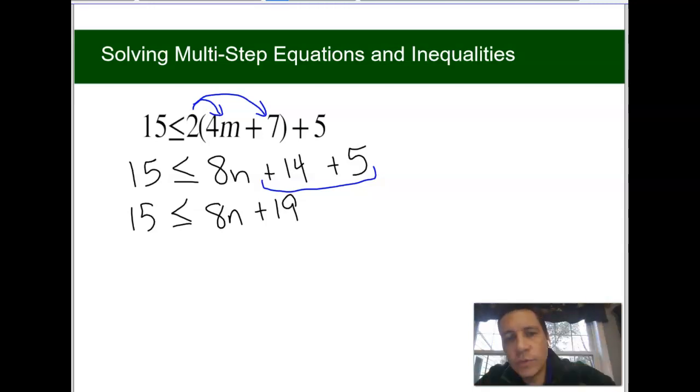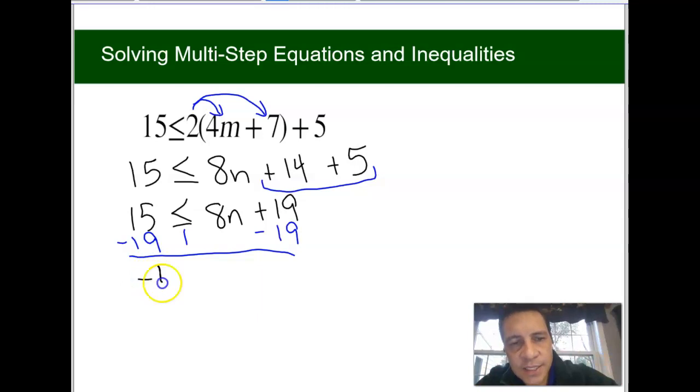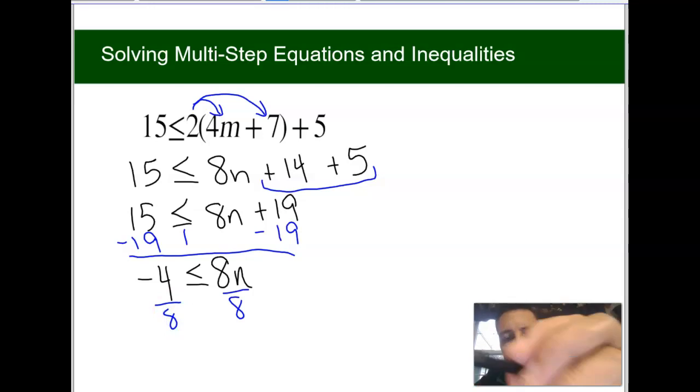I am going to zero out the constant just like I've been doing. I'm going to subtract 19. Again, I'm always zeroing out the constant that's on the same side as the variable. 15 minus 19, that's negative 4. That's less than or equal to 8n. I'm multiplying n times 8, so I'm going to divide by 8 in order to get the n by itself.